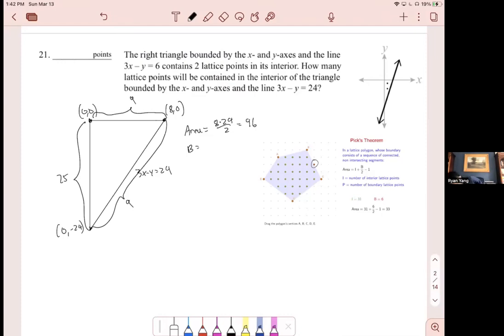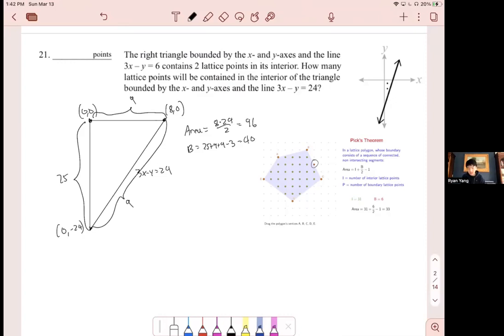And along here, there will also be 9 of them because there will be (0, negative 24), (1, negative 21), (2, negative 18), (3, negative 15), (4, negative 12), etc. Basically, as long as x is an integer, then y is an integer. So there's 9 of them, but we've overcounted the vertices. So in total, there are 25 plus 9 minus 3, which equals 40.